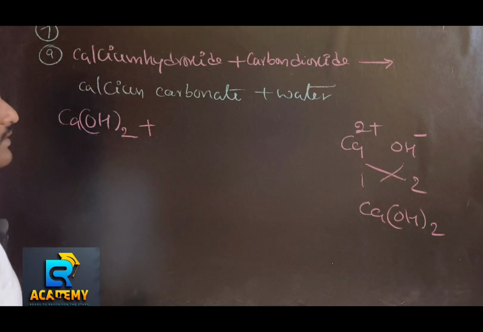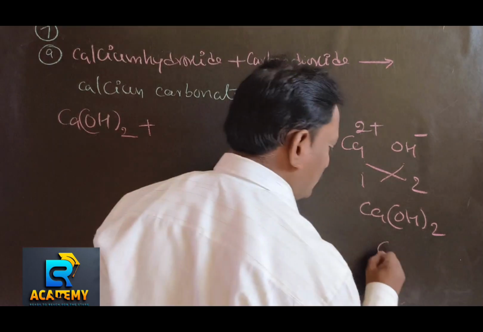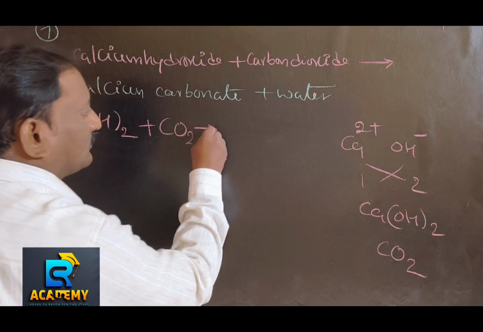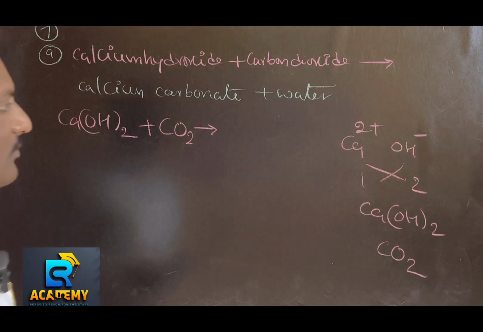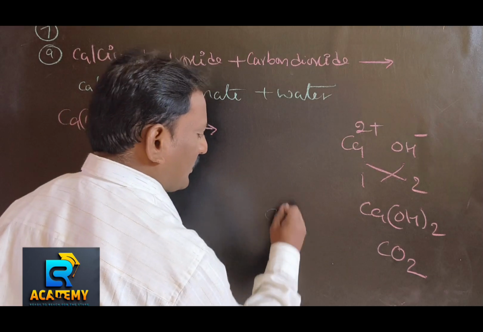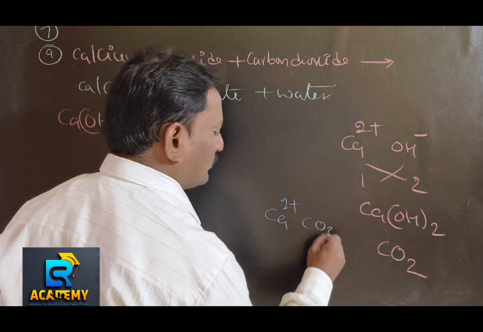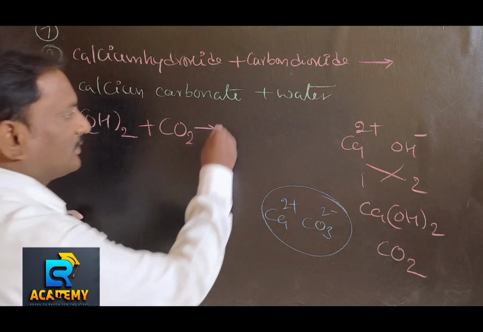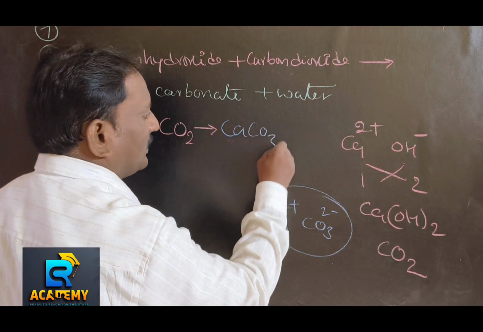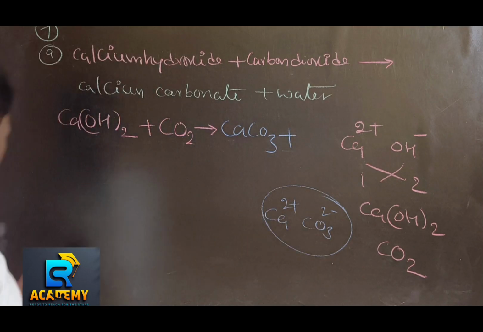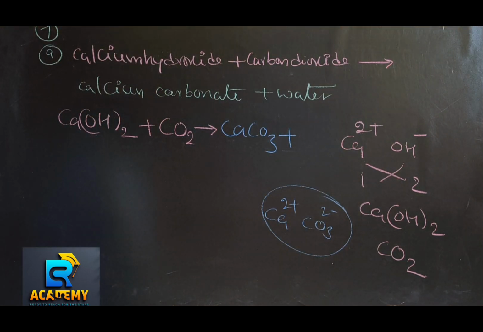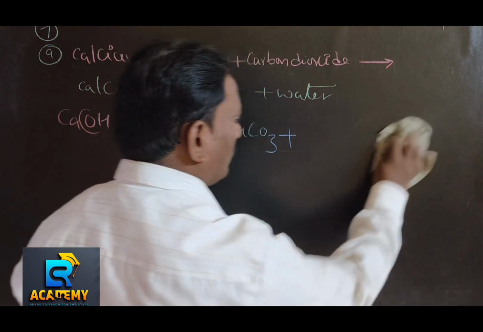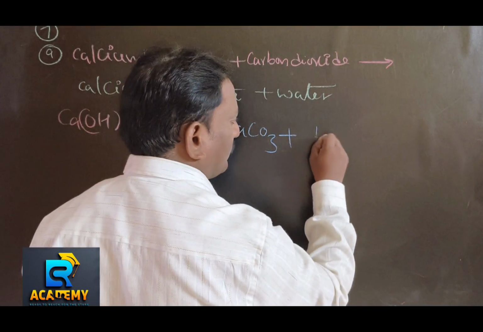Plus carbon dioxide, formula CO2. Carbon dioxide gives calcium carbonate: calcium ion Ca2+, carbonate CO3 2 minus, equal in magnitude, so no need to crisscross, directly write CaCO3, calcium carbonate, plus water. Water's chemical formula you must have known, that is H2O.